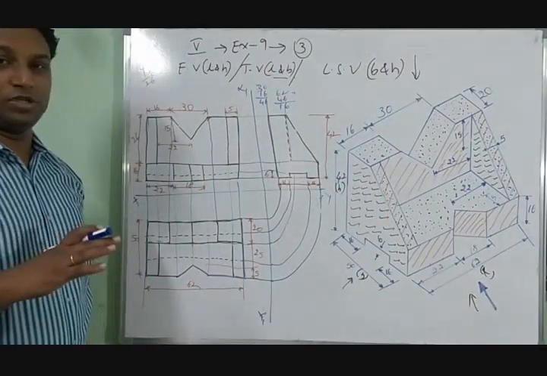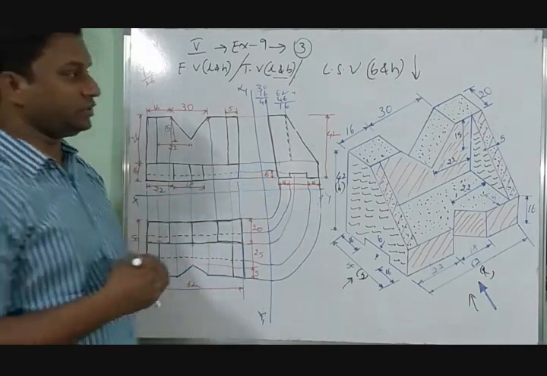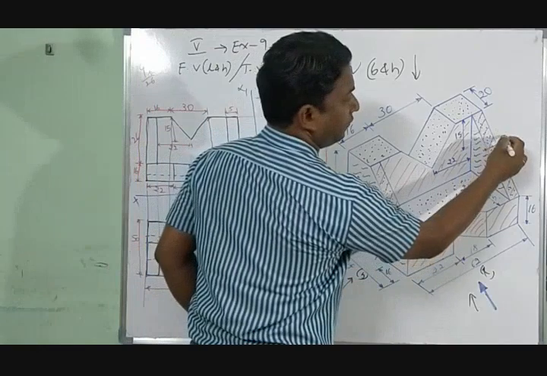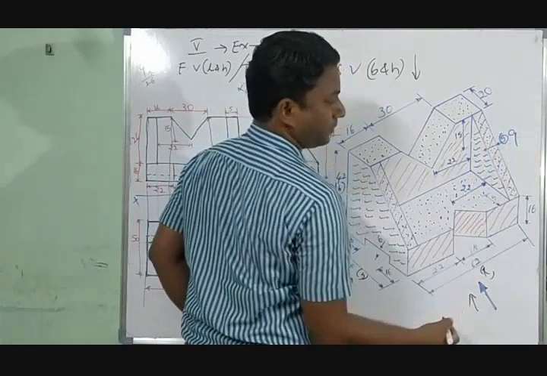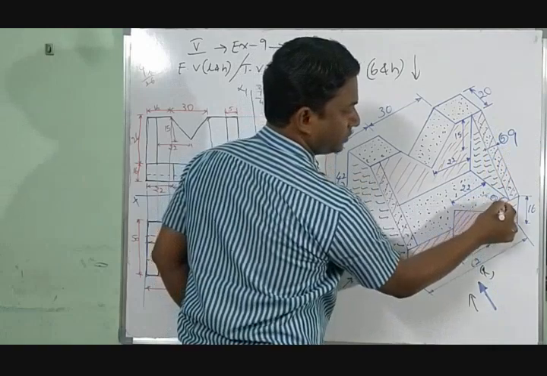Hello students, apologies from my side. I have actually drawn wrong dimensions. I missed here. The web is not 5, it's 9. And here the depth is not 5, it's 6.